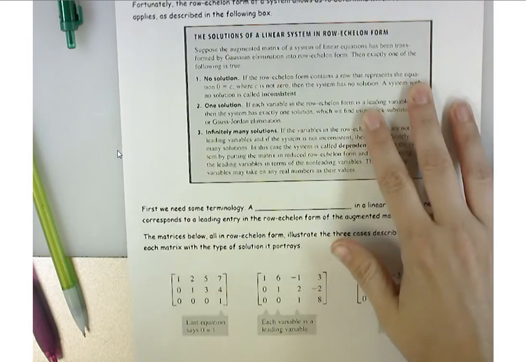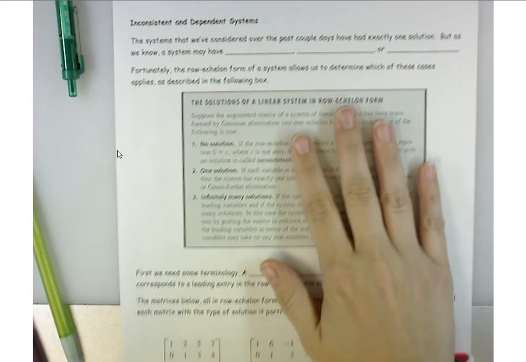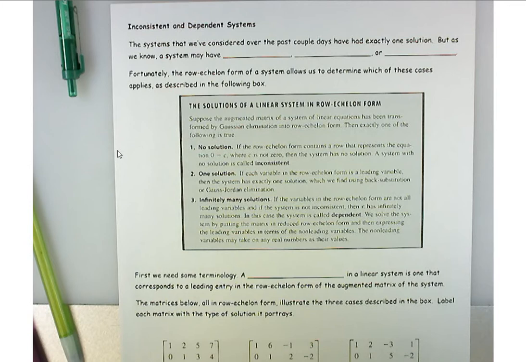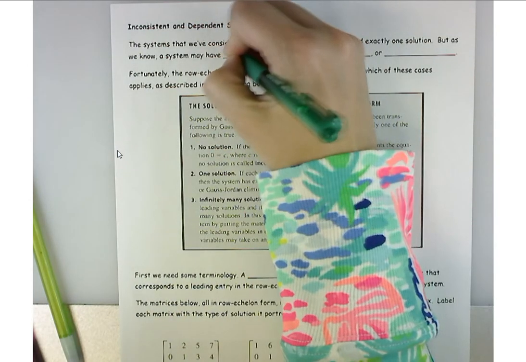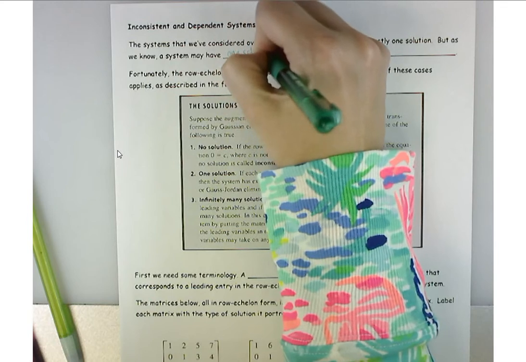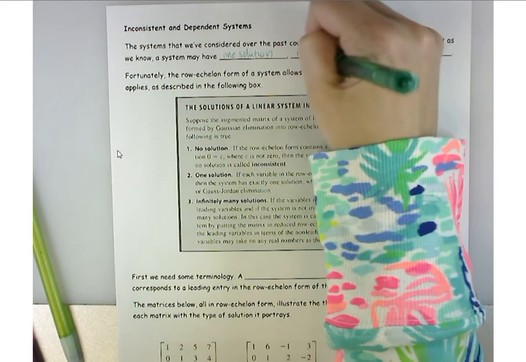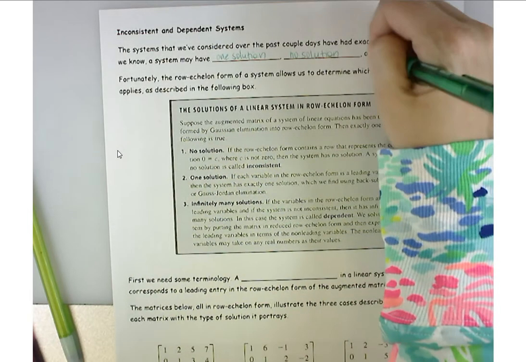Okay, so we'll go over the last page, which is really just information, and then I'll show you how you can use your graphing calculator to put your matrix in the proper form. Okay, so this is going to be a review of inconsistent and dependent systems. So the systems we've been working with just over the past couple of days, they all had exactly one solution. But as we know, a system could have one solution, no solution, or infinitely many.